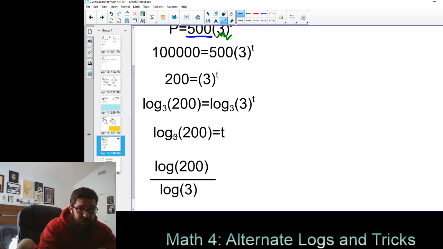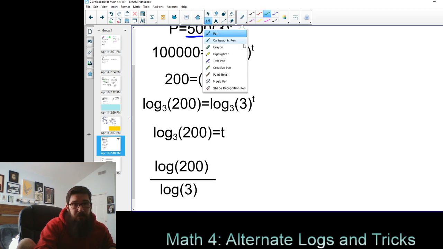You can take that number, take 3 to the whatever number it gives you, and hit enter, and it's going to spit out 200, depending on where you round some of those decimals. The way the change of base formula works is, I'll cover this one more time because I think it's pretty critical stuff.